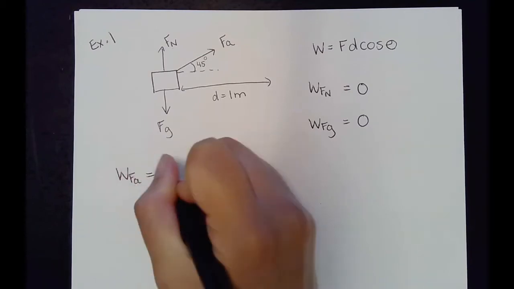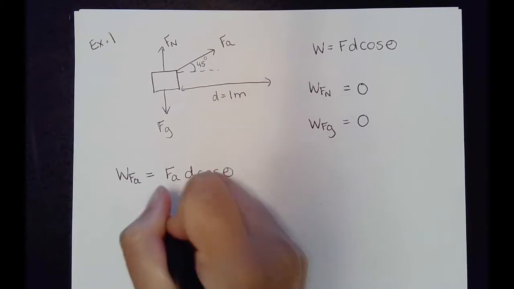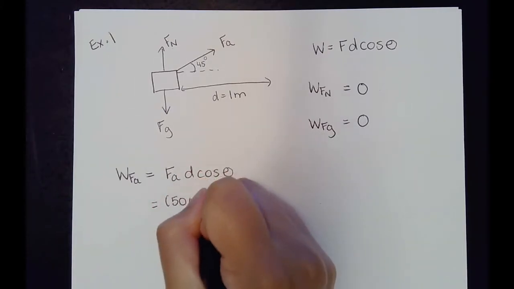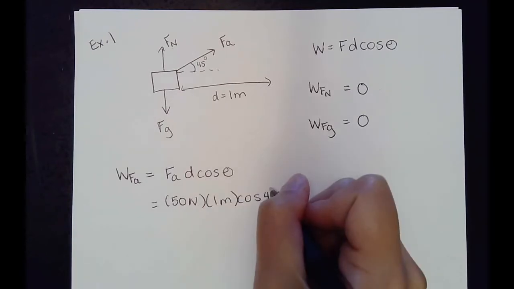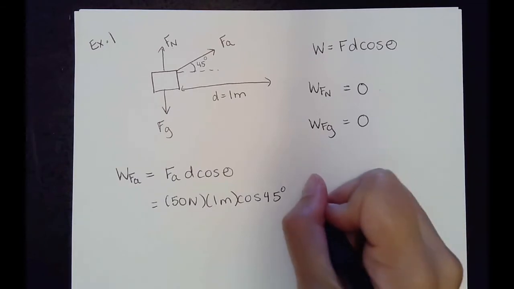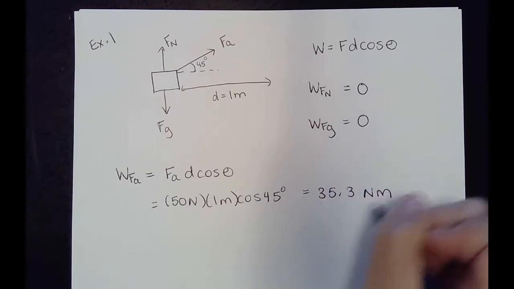So the only force that does work on the box is the applied force. We have the work done by Fa equals Fa d cos theta. So 50 newtons times 1 meter cos 45. And this is 35.3 Newton meters.